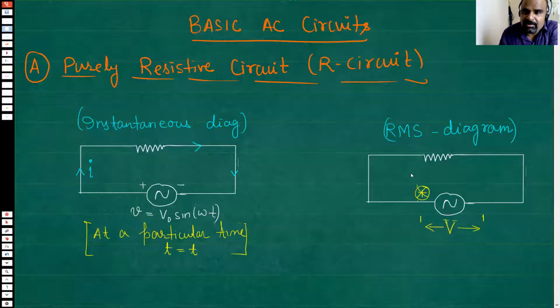In this diagram, please don't show any terminal as positive and any terminal as negative, because the positives and negatives keep varying. This is not a photograph taken at a particular time t. This is just an average diagram. That means this diagram will remain valid for all times.